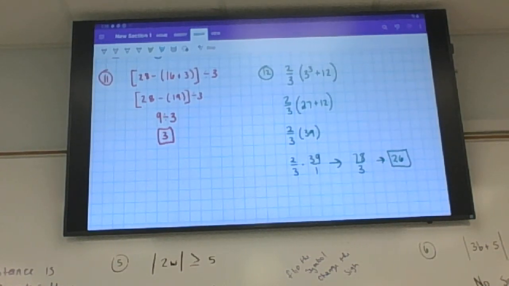Why did you get 13? Because I'm on that one. There's no variables, so I don't distribute. I just do the math inside. Just do the numbers. Okay, so you make it a fraction in the meantime. Yeah.